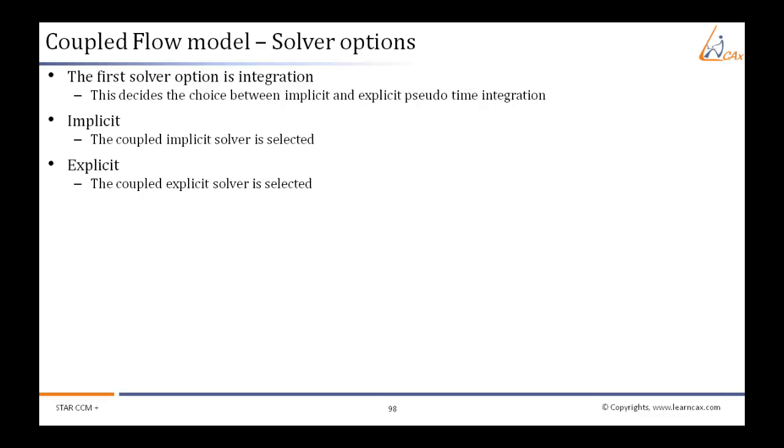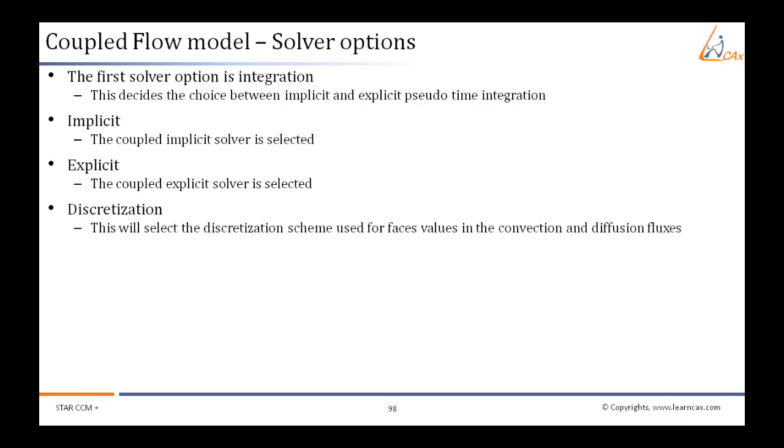There is another selection which is discretization. It will decide the discretization scheme that is used for evaluating phase values for convection and diffusion fluxes. First order, second order, central, bounded central, hybrid, and hybrid BCD are the available discretization schemes.